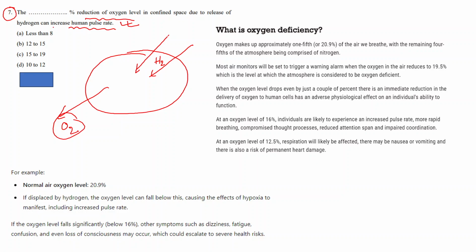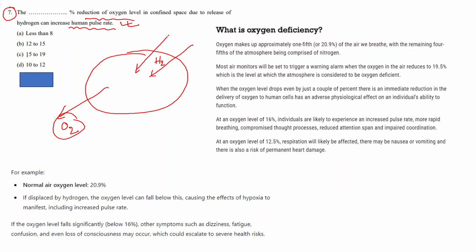Okay, and what percentage reduction of the oxygen level in a confined space due to the release of the hydrogen can increase the human pulse rate? I think it is 15 to 19. I already discussed it in your first PPT slide. You will just see and you will write it all the form.